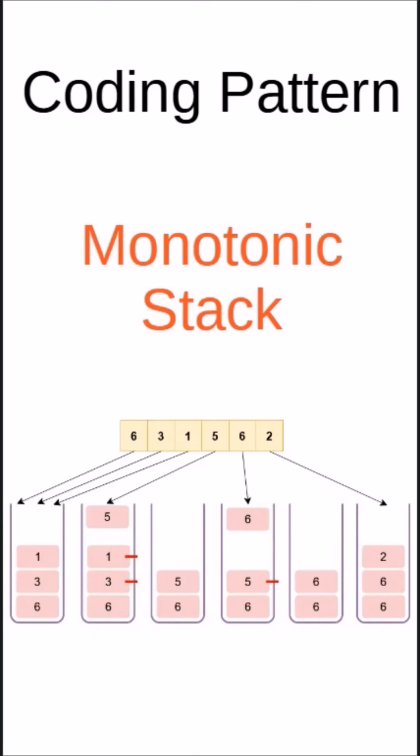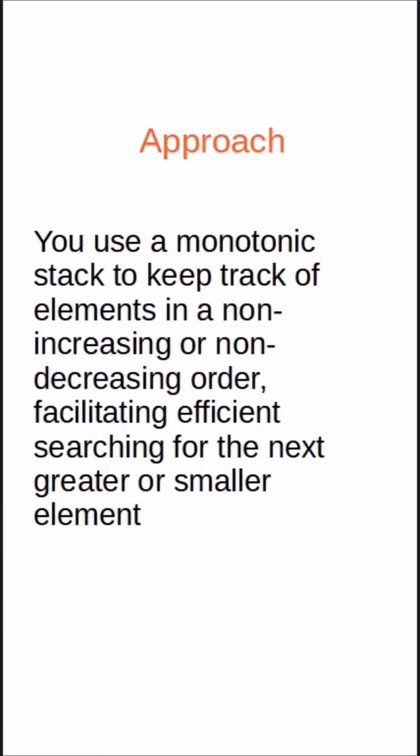next greater or smaller element in an array efficiently using a monotonic stack. So how does it work? We use a monotonic stack to keep track of elements in a non-increasing or non-decreasing order and efficiently search for the next greater or smaller element.